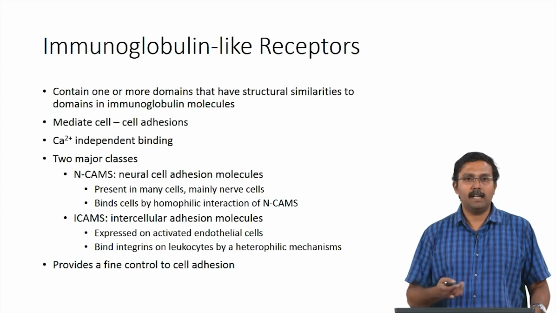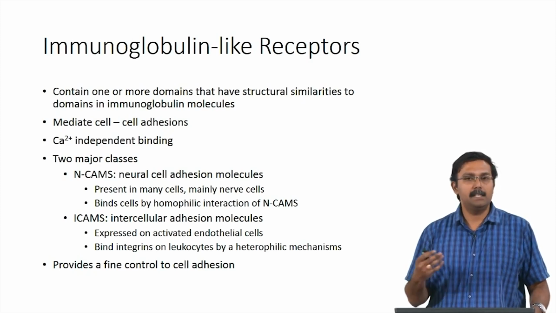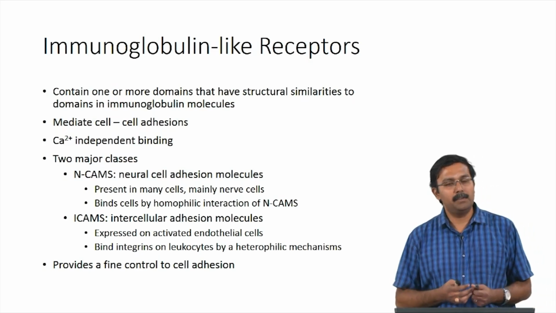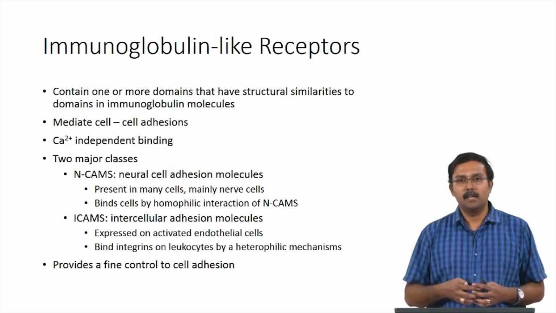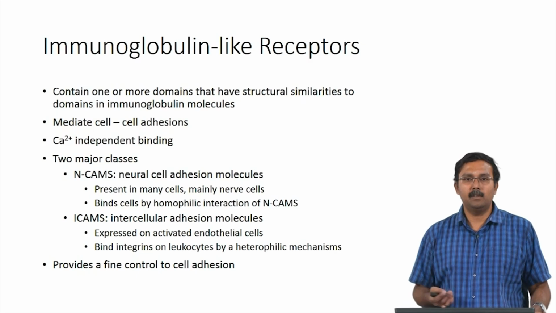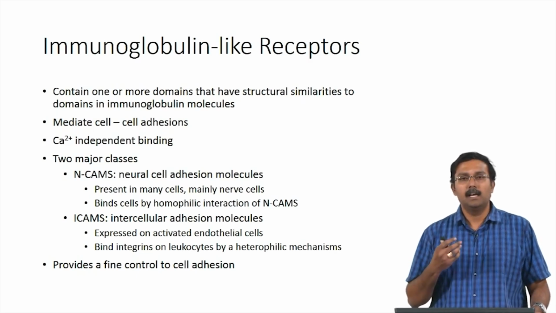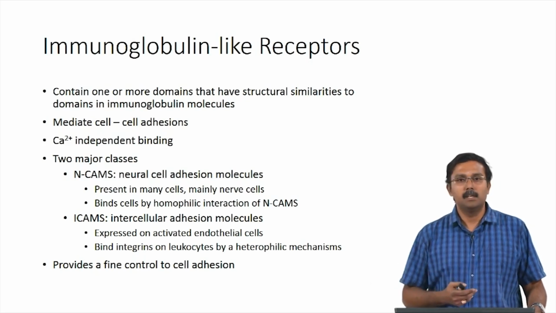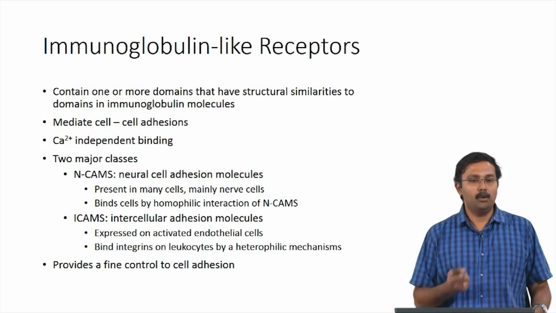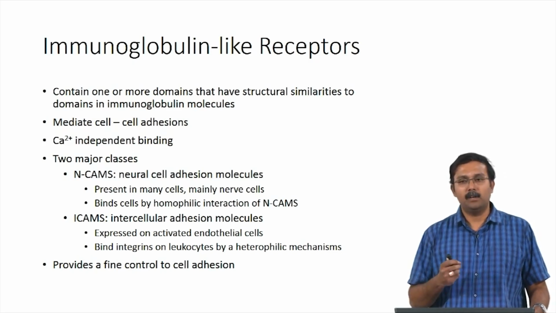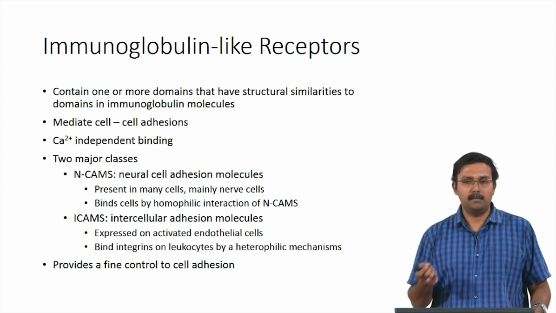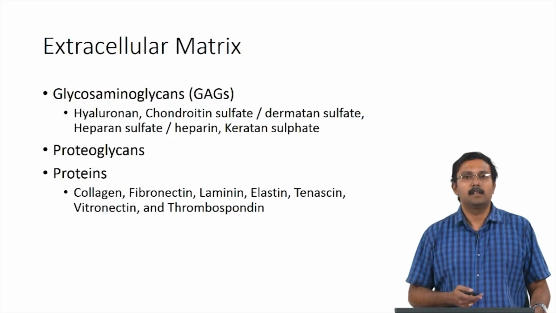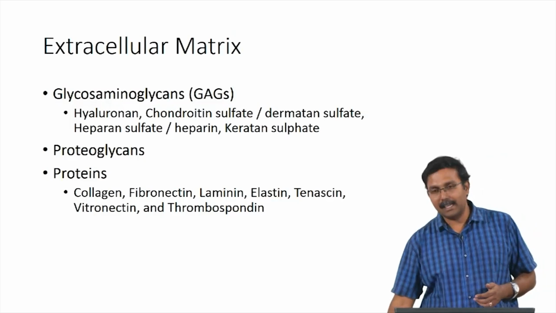NCAMs are present in many cells, however, they are primarily seen in nerve cells. These bind cells by using homophilic interactions of NCAMs. Whereas ICAMs are expressed in activated endothelial cells, and these bind integrins on the leukocytes by heterophilic mechanisms. So, they provide very fine control of cell adhesion. Depending on the structure of the immunoglobulin which is present, they can selectively attach to cells and so on. Okay. So, we looked at what the cells do.